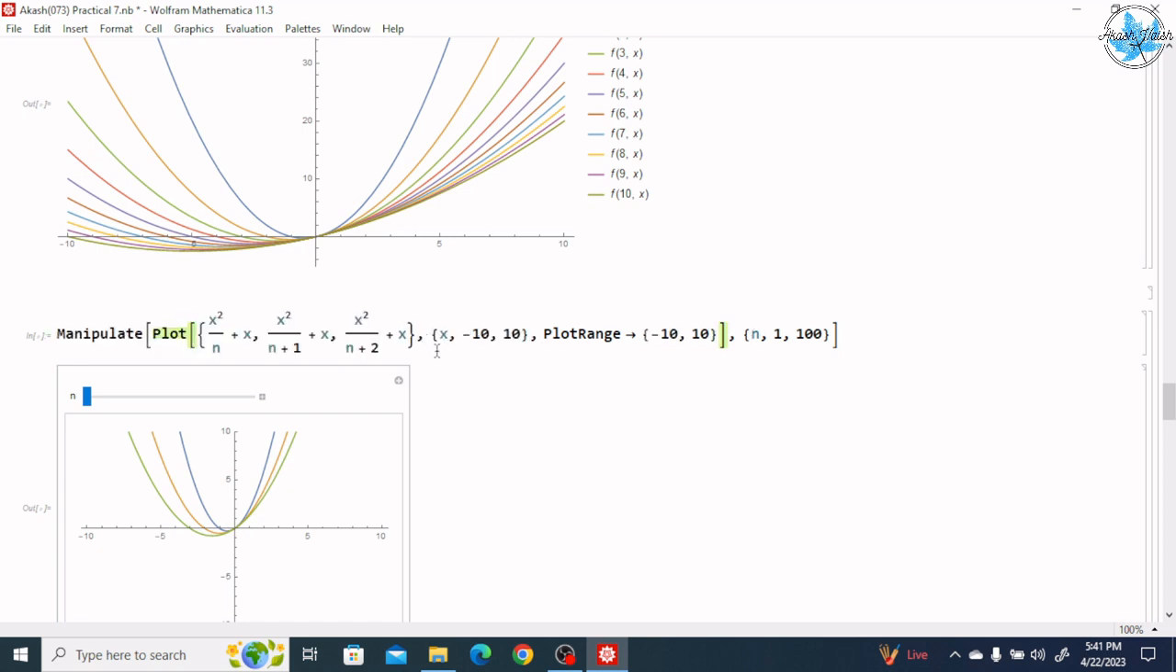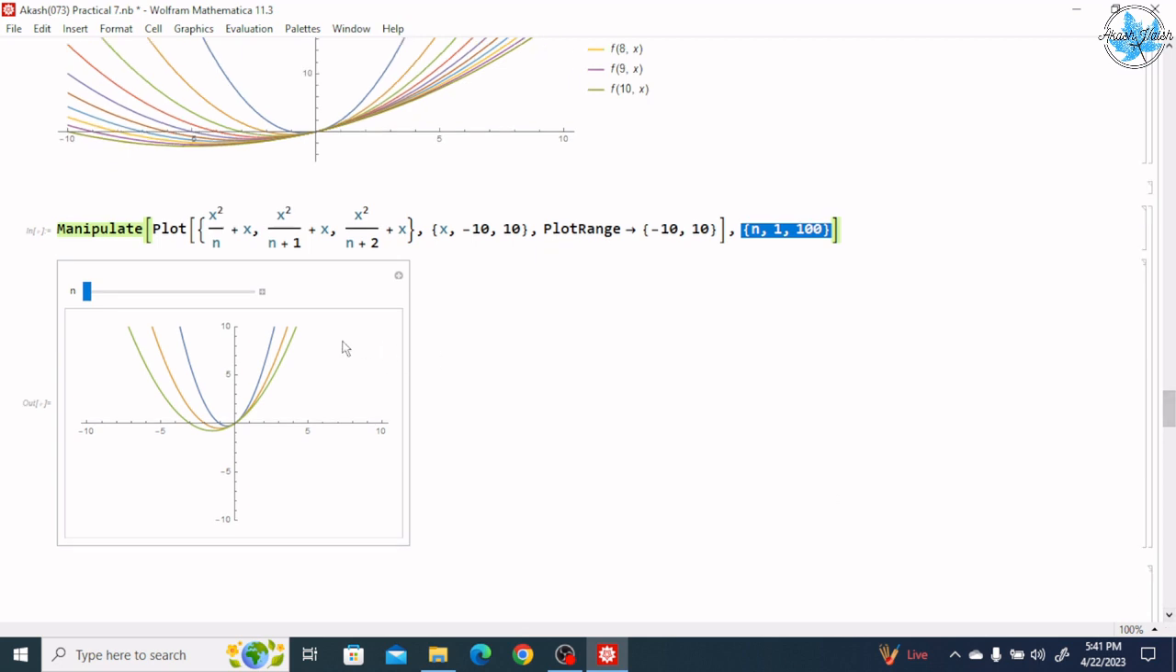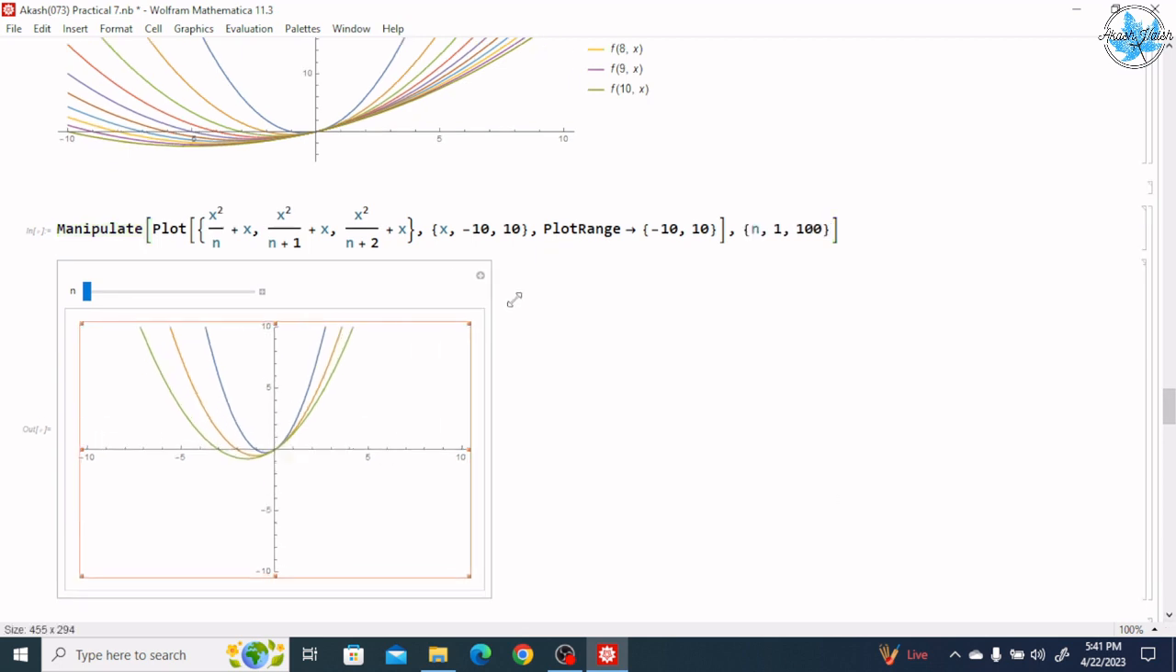So if you are varying the value of x from minus 10 to 10, it automatically means that you are getting the value of the x-axis, that is minus 10 to 10. Now we will vary our n, so keep the n outside the plot bracket, and you will vary your n from 1 to 100. So you will get your graph like this in the manipulate command.